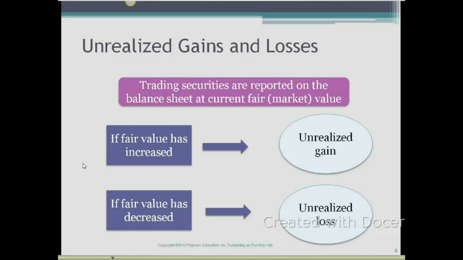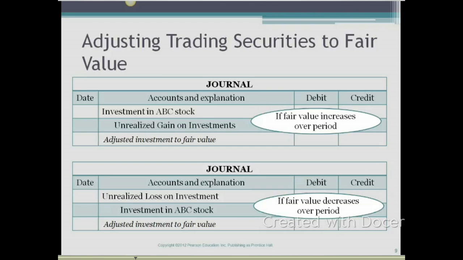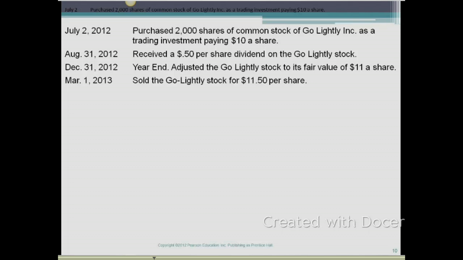And in accounting, we do record these unrealized gains and losses. This slide shows you the journal entries for adjusting trading securities to fair value. We're going to take a look at an example next. In this example, on July 2nd, 2012, we purchased 2,000 shares of common stock of GoLightly Inc. as a trading investment, paying $10 a share. On August 31st of 2012, we received a 50 cents per share dividend on the GoLightly stock.